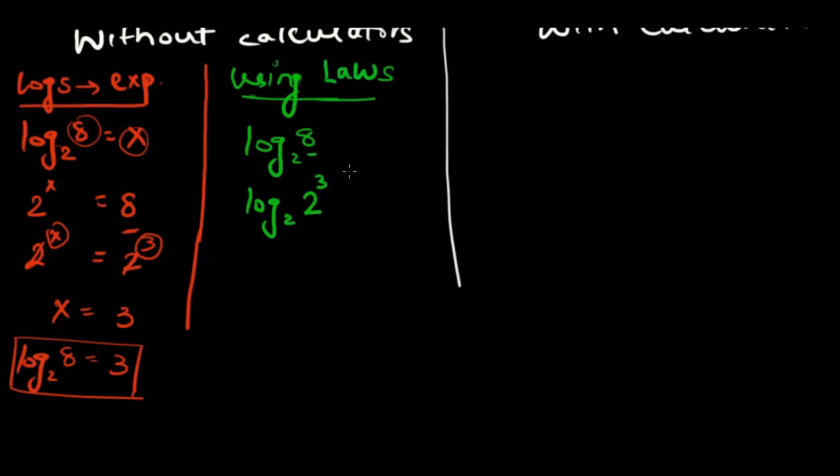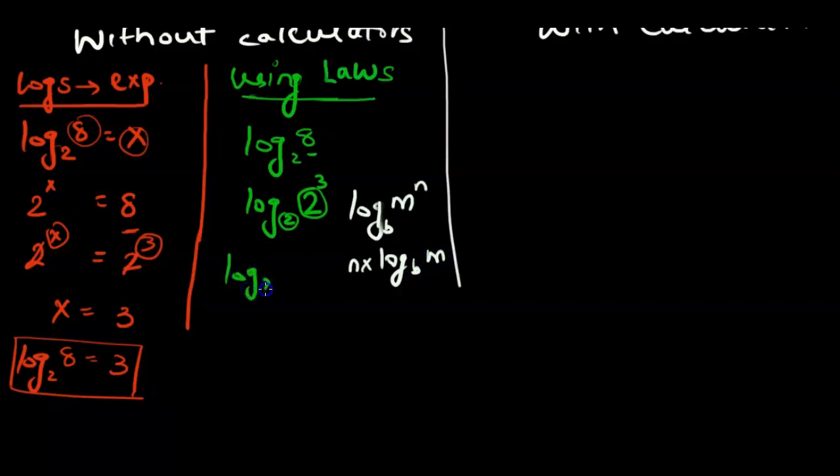We can only solve without calculators if we can make the bases common. So the base of the log and the base of the value should be the same. Log to the base 2 of 2 to the power of 3. Now this resembles the law of logarithms that we covered in the previous lesson: log to the base b of m to the power n. In this case we take n out. n is multiplied with log to the base b of m, and we do the same thing here.